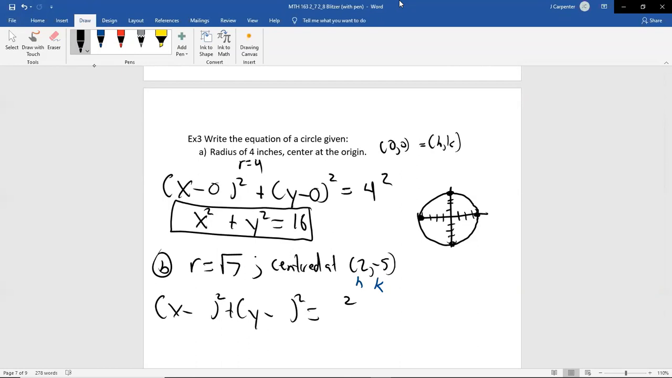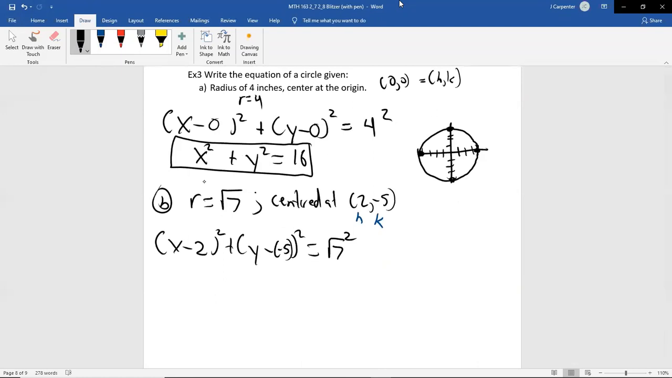The x goes with the x coordinate of 2. The y goes with the y coordinate of -5, but since there's a double negative, you got to do this. And the radius was the square root of 7, so we have that being squared. The cool thing is, square roots and squares cancel, so the right side is just 7. And then x minus 2 being squared plus y plus 5 being squared.